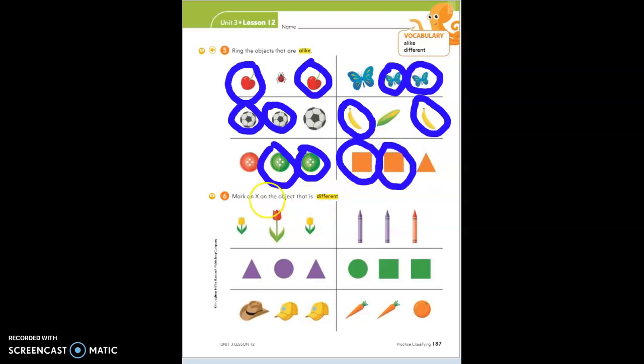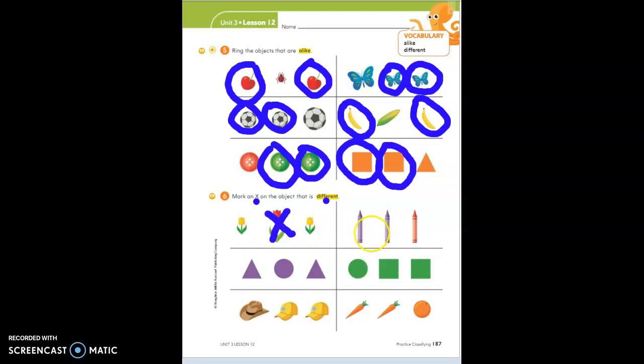Good job. Down here it says mark an X on the object that is different, right? Different. So this time we are doing the opposite of what we did up here in group 5. We're going to be putting an X on the ones that are different. So I see all 3 are flowers. That's what's alike about them. Which one is different than the majority? Right. This one is different. And the yellow flowers are small, and they're both yellow, so that makes them alike.